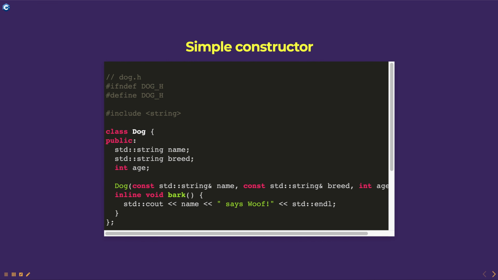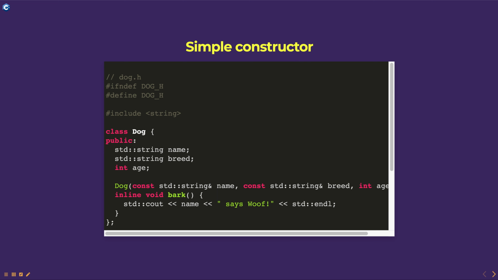Here is an example of a simple constructor for the Dog class. In this example, the Dog class has a constructor that takes three arguments: name, breed, and age. The constructor initializes the object's data members using the member initializer list syntax. The name, breed, age syntax initializes the object's name, breed, and age data members with the values of the corresponding constructor arguments.